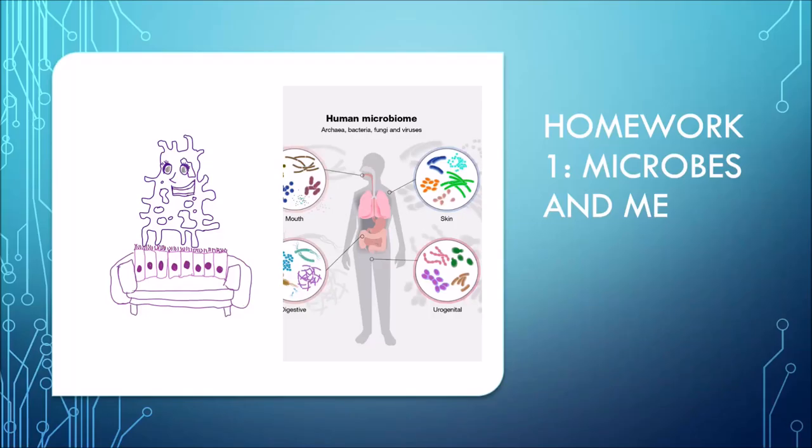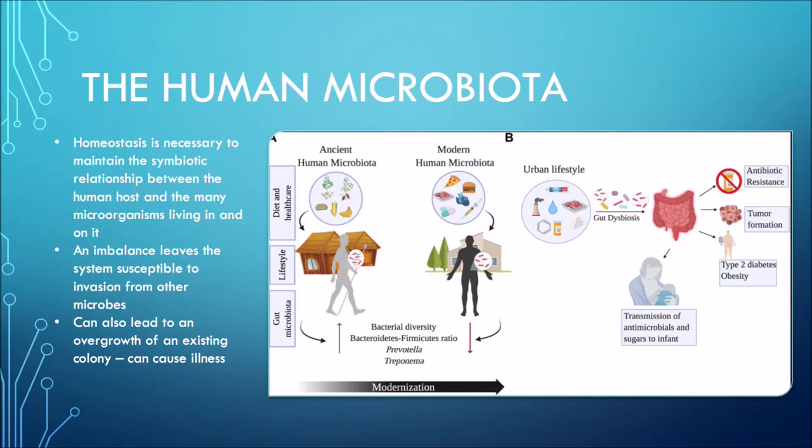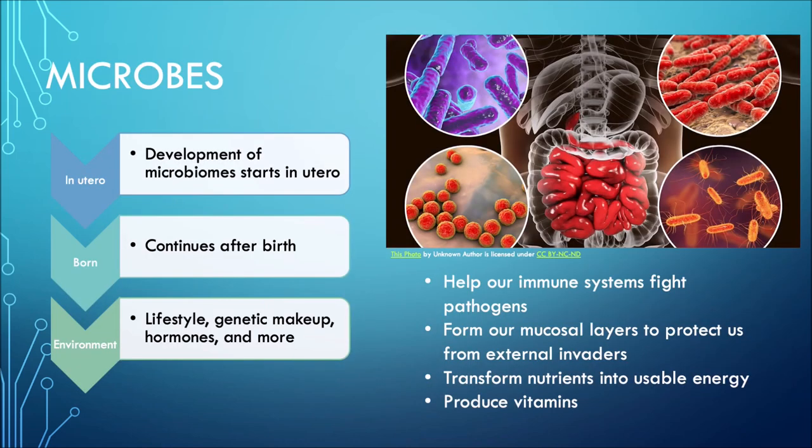There are trillions of microbes that are found in and on the human body that make up the human microbiota. The microbes included in this large community are bacteria, viruses, archaea, and eukaryotes. Within the microbiota, it is necessary to achieve homeostasis to maintain a symbiotic relationship between the human host and the many microorganisms. When there is an imbalance in the microbiome, it leaves the system susceptible to invasion from other microbes from the environment, and dysbiosis can lead to an overgrowth in an existing colony, which can cause illness. Development of microbiota begins in utero, is shaped by the birthing parent, and continues to develop from our environment.